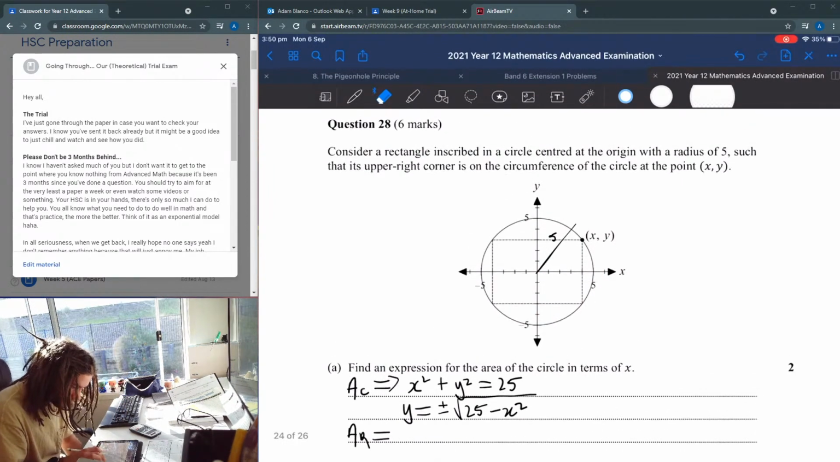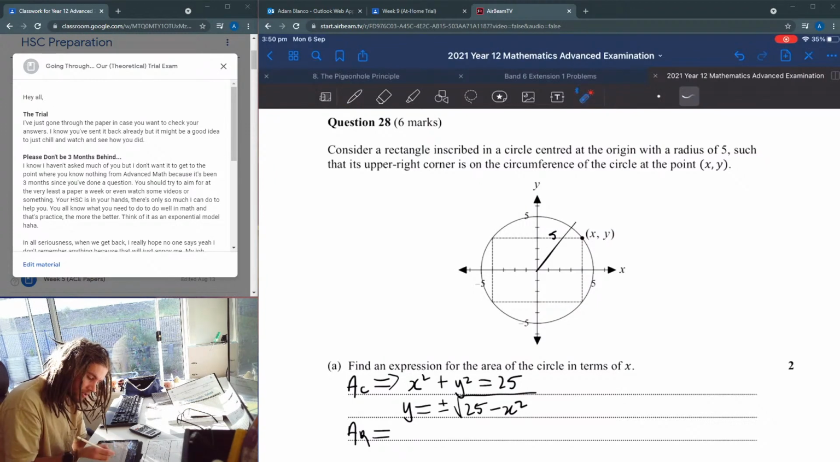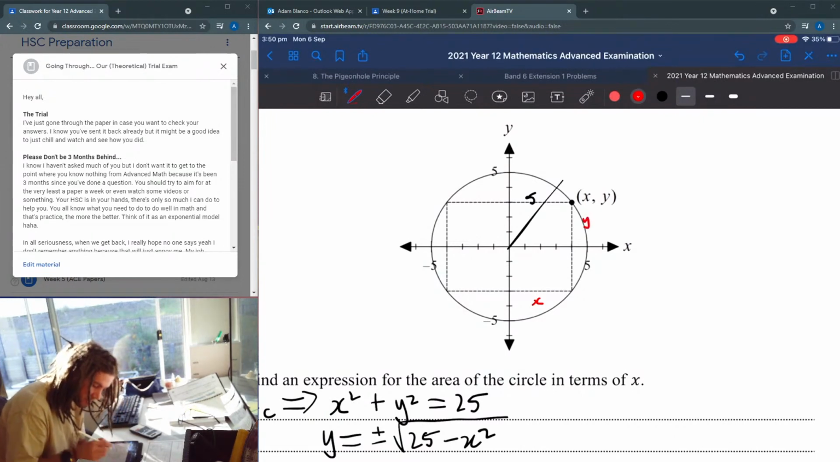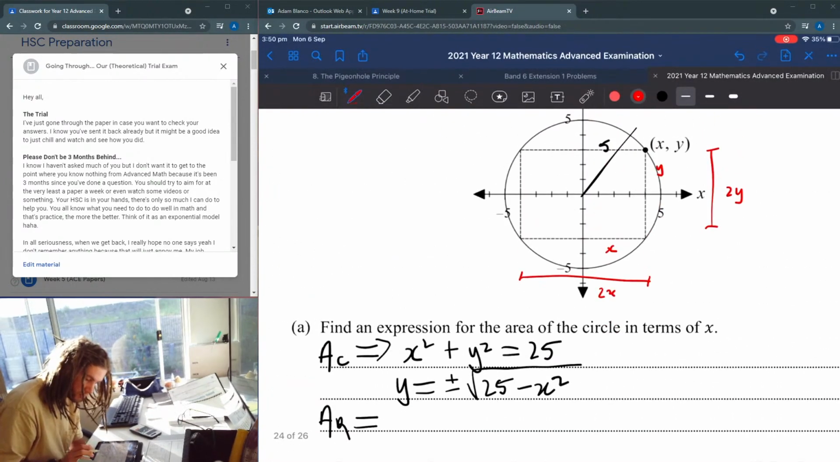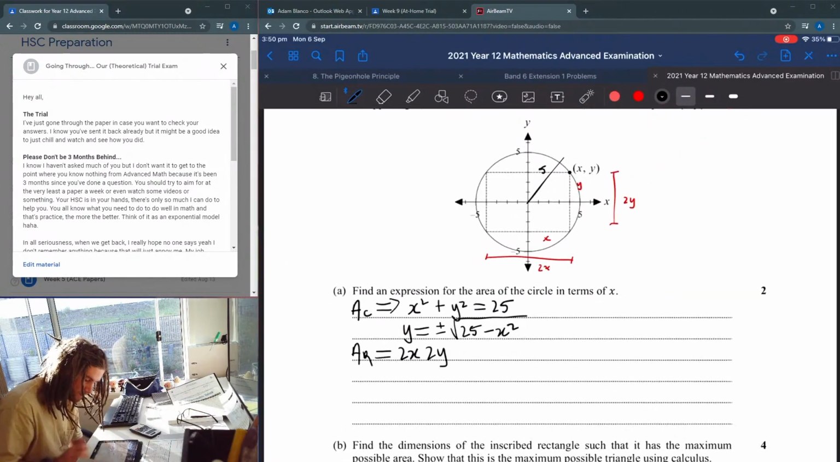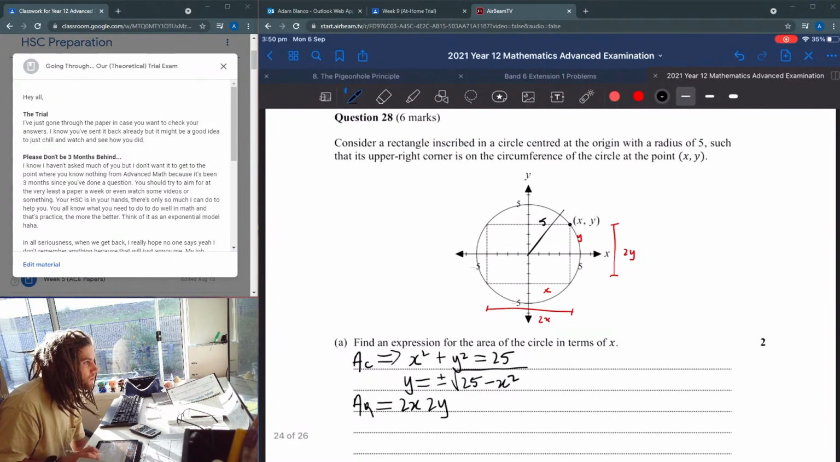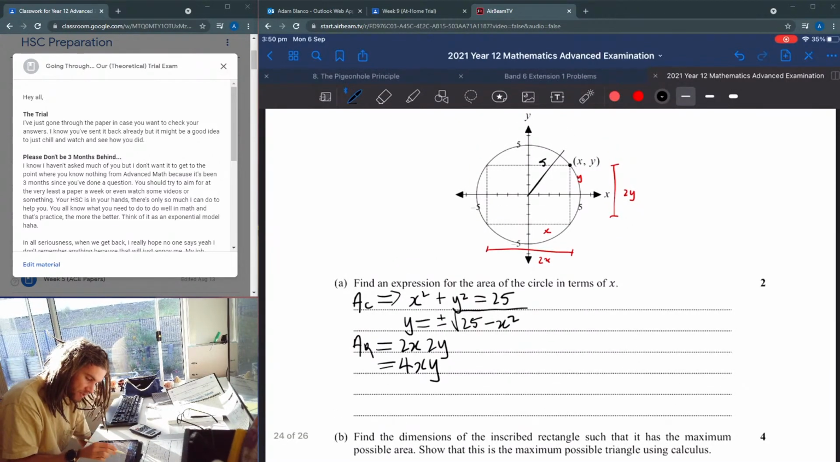Okay. I'm not told what this x and y value is, so I can't comment on that. But what I do know is that this, let me just draw stuff. This is going to be the length x, and this is going to be the height y. So that means this whole length here is 2x, and this whole length here is 2y. So that means the area is going to be 2x, 2y. We happy with that? Okay. So that's 4xy. Now I want the area of the circle, so I want this to only be in terms of x.